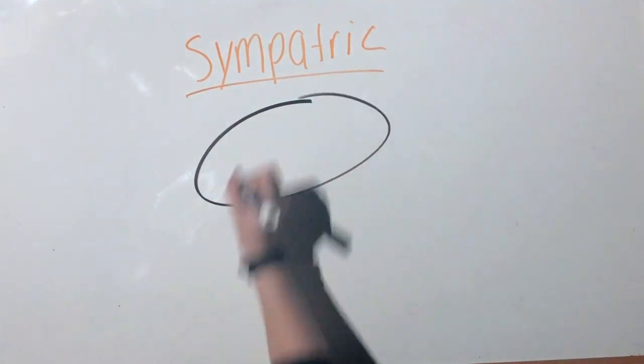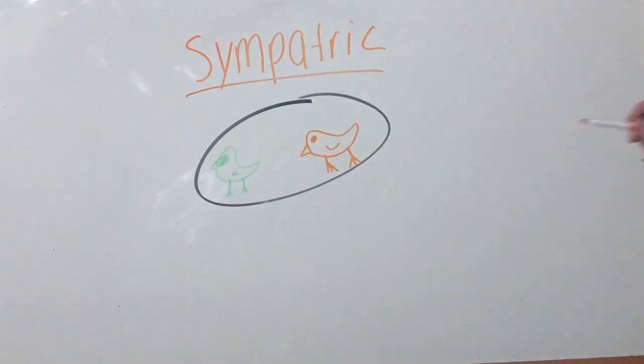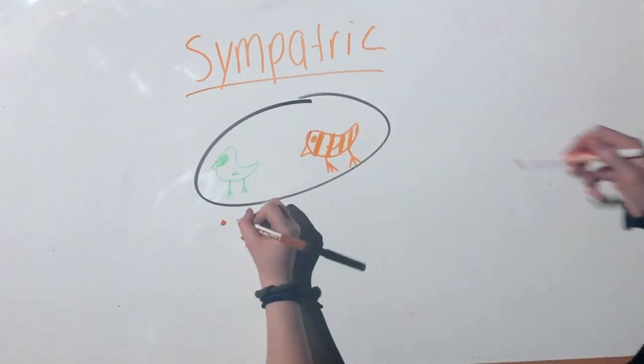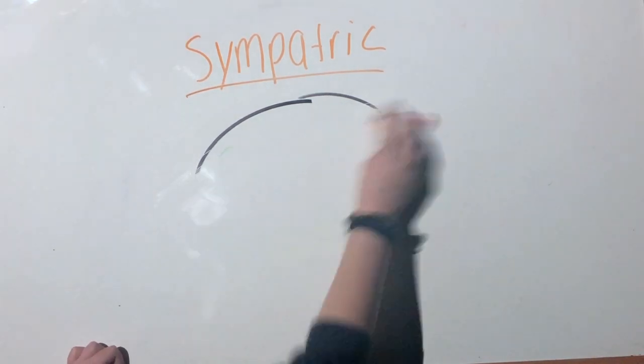This is when two groups are in the same area but cannot reproduce because of some other non-physical barriers, including behavior, timing, or anatomy, preventing them from doing so, all of which are explained earlier in this video.